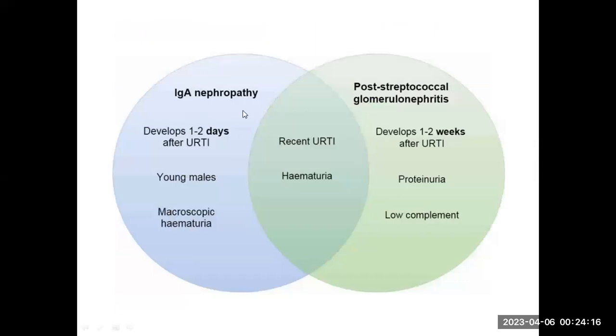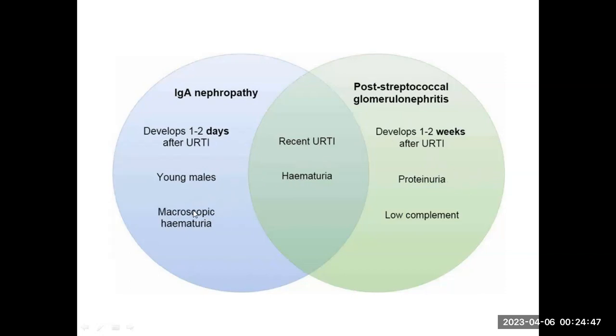This is a comparison between IgA nephropathy and post-streptococcal glomerulonephritis because they have some similarities. As we said, usually there are weeks between the infection. It develops 1 to 2 weeks, sometimes up to 6 weeks, after an upper respiratory tract infection. While in IgA nephropathy, it develops 1 to 2 days after upper respiratory tract infection. IgA nephropathy is commonly seen in young males, but also post-streptococcal glomerulonephritis is common in young patients, in children.